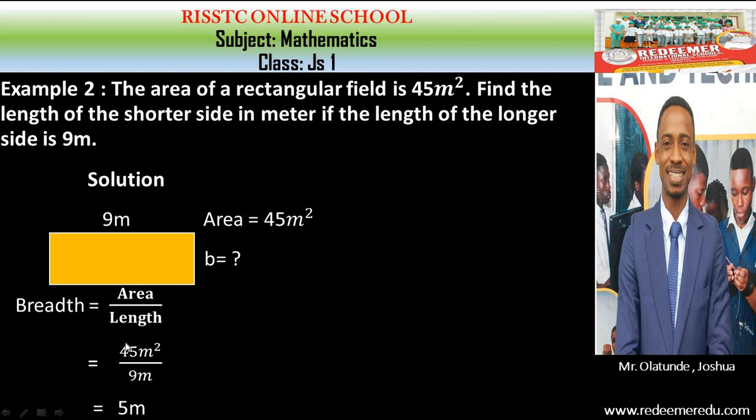From the question, our area is 45 meters square. Our length is 9 meter. 9 in 45, we have 5, and as well 1 meter remains. Our final answer here is 5 meter.